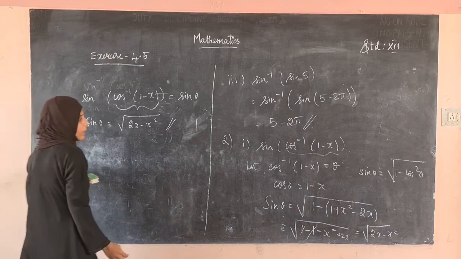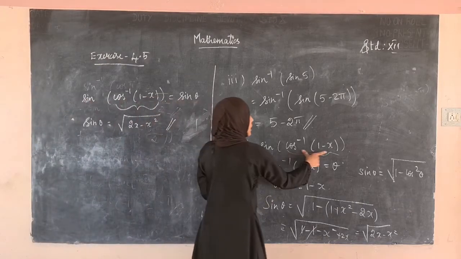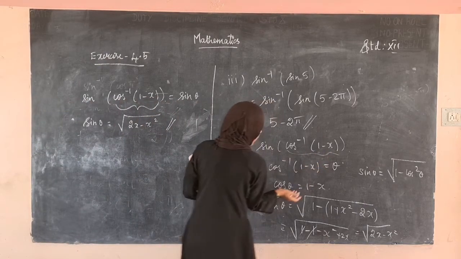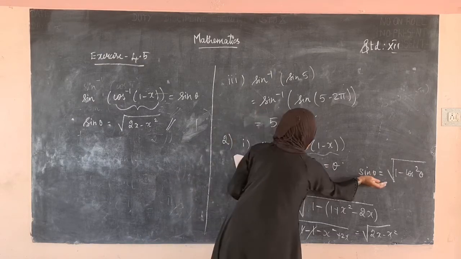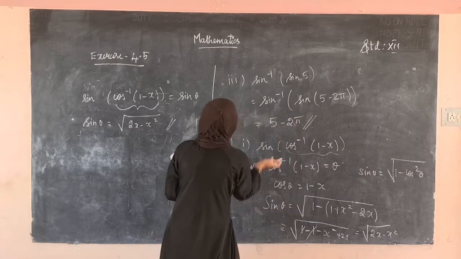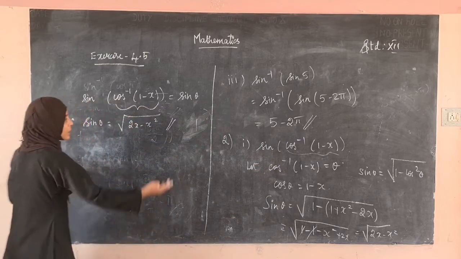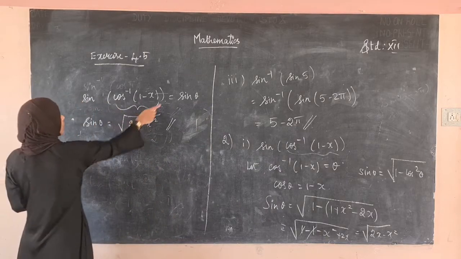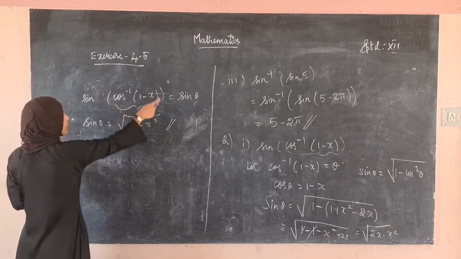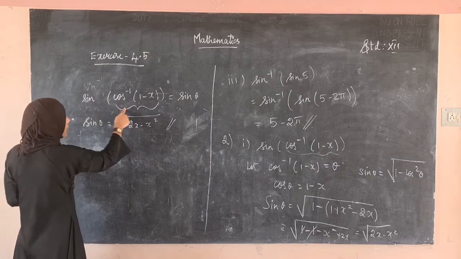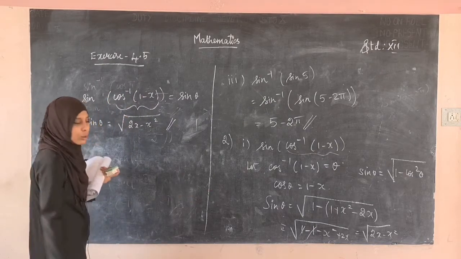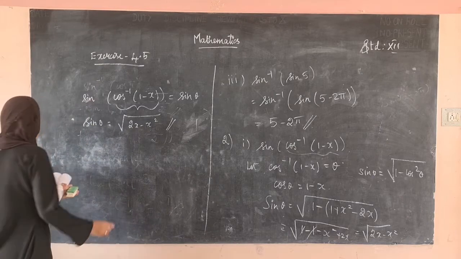What we have done: we have taken this element as theta, then we found cos theta. From this, using this formula, we found sin theta. That's the thing we have to find. That's the expression they have given. Instead of this, we have substituted theta. Therefore, sin theta becomes the value we have found, that is root of 2x minus x square. See the second question.